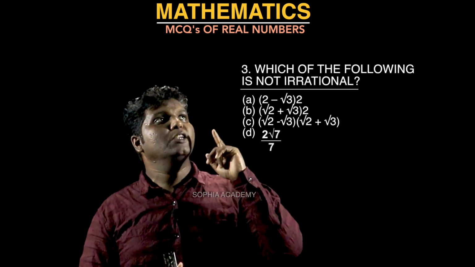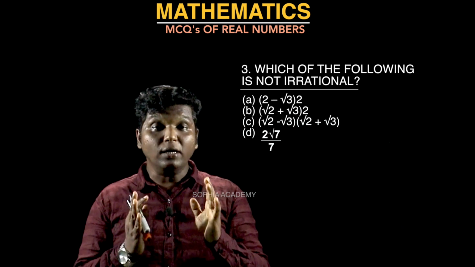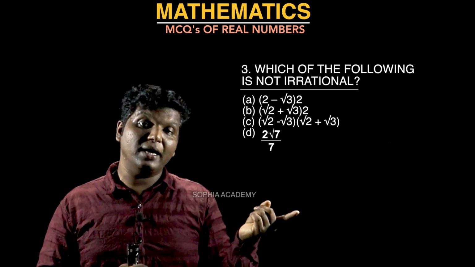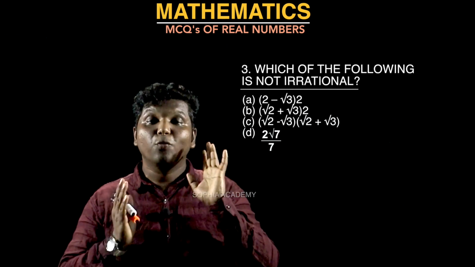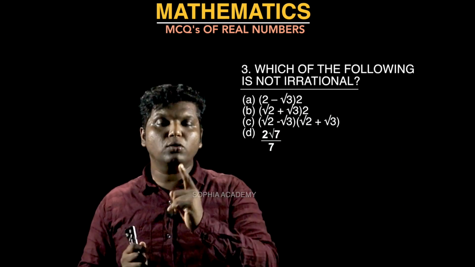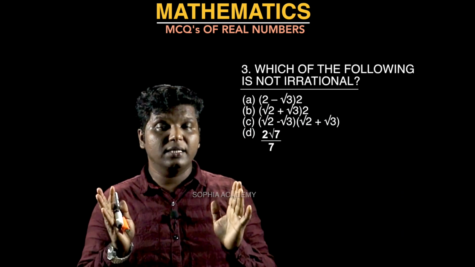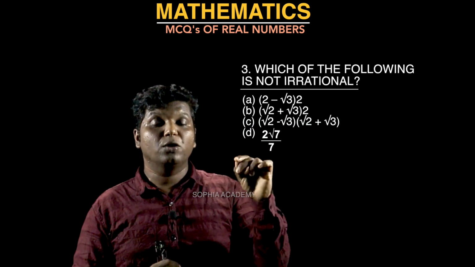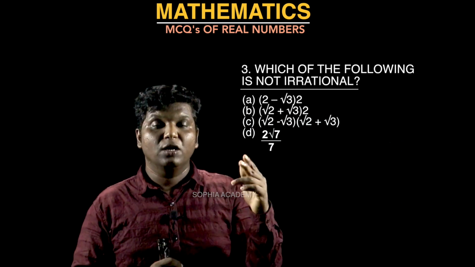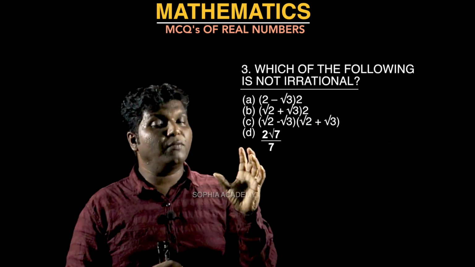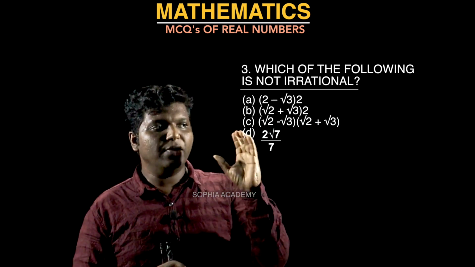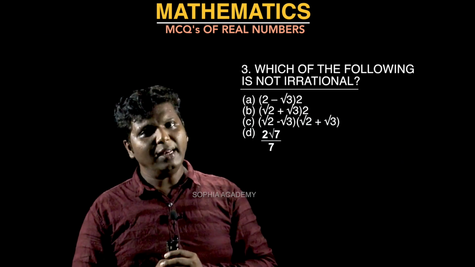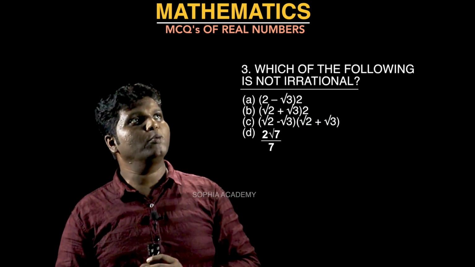Which of the following is not irrational? Not irrational means rational, right? It should not be irrational, meaning it should be rational. Which one is rational? So how to understand which one is rational? Just by seeing if there is any root, meaning root 5, root 7, root 3, root 11. Those numbers are what we call irrational numbers. If you are not finding such typical types of numbers, then that particular number is what we call a rational number. And here you can see there are 4 options.